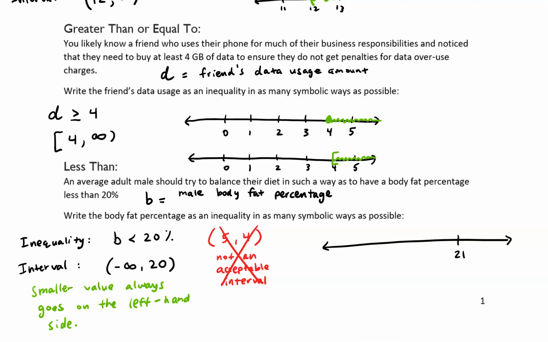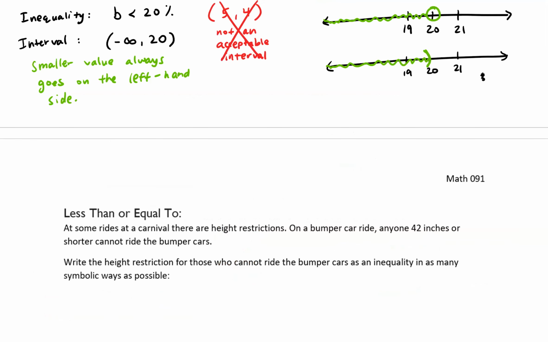So here's 21, here's 20, here's 19 on our number line. And then we want to graph less than, so in the top number line, I'm going to put an open dot and then shade to the left to indicate that it's less than. And then on the next number line, I'm going to use a parenthesis and then also shade to the left to indicate less than. All right, so this is the last one when it comes to inequalities. We're going to talk about less than or equal to.